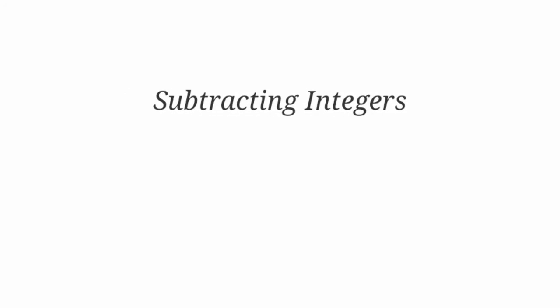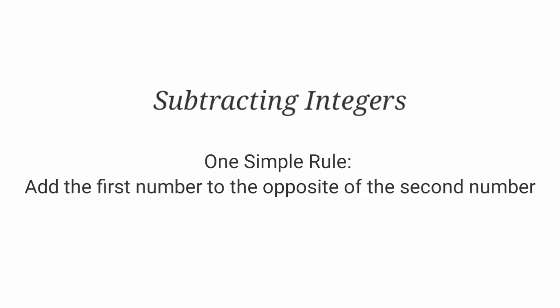We are done discussing addition of integers in our previous video. If you haven't watched it, you can find the link below. Now we are on subtracting integers using one simple rule, and that is add the first number to the opposite of the second number. We will be using this rule all throughout this video.